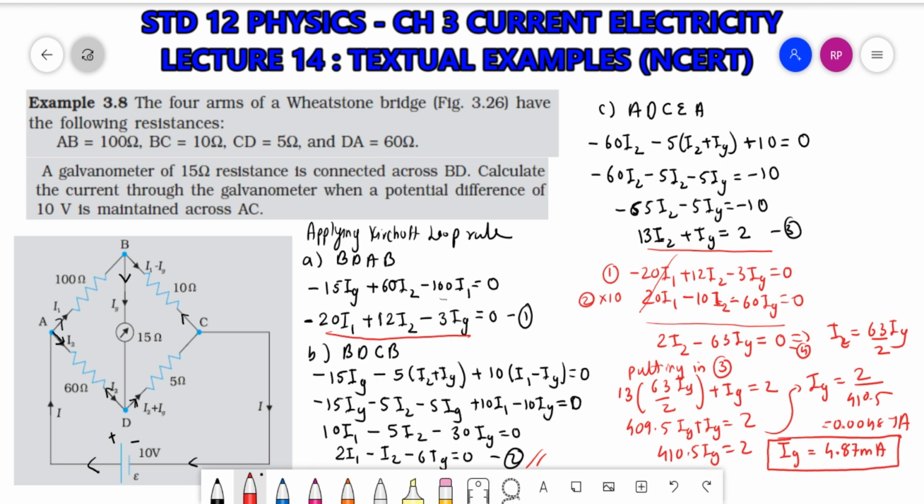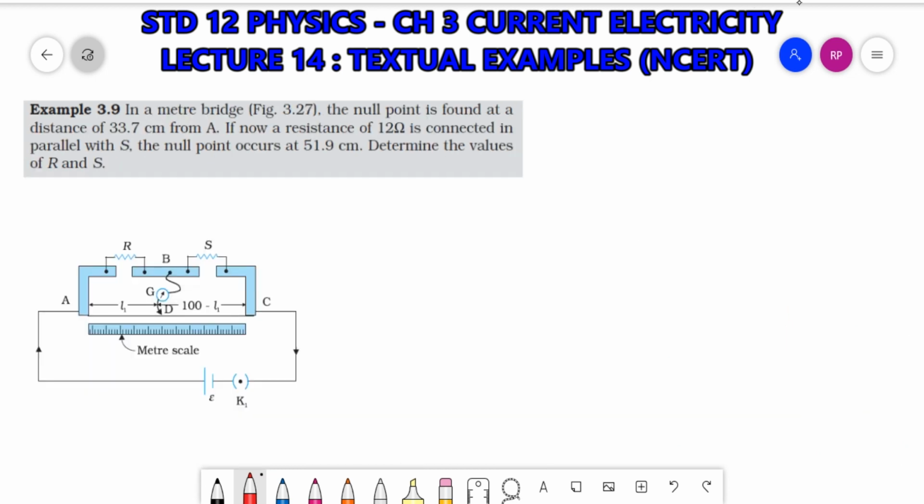Now let's move to the next question, that is example 3.9. In a meter bridge, the null point is found at a distance 33.7 centimeter from A. If now a resistance of 12 ohm is connected in parallel with S, the null point is at 51.9. Determine the values of R and S.